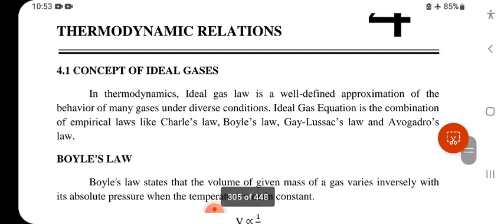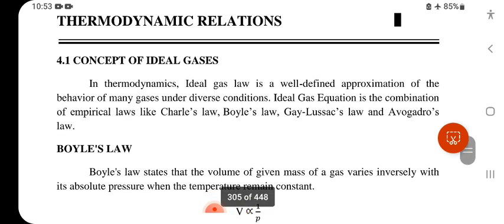Concepts of ideal gases. In thermodynamics, the ideal gas law is a well-defined approximation of the behavior of many gases under diverse conditions. The ideal gas equation is the combination of empirical laws, that is Charles's law, Boyle's law, Gay-Lussac's law and Avogadro's law. These are all the laws which emphasize the concepts of ideal gases.